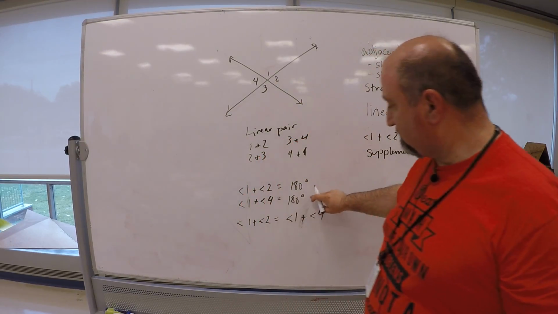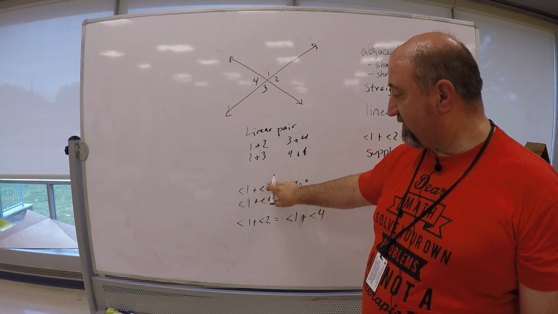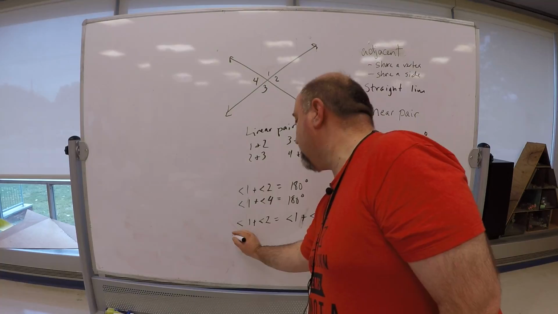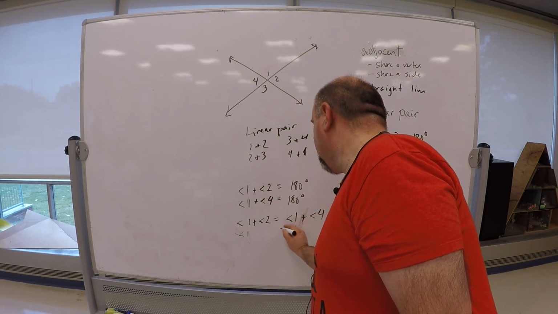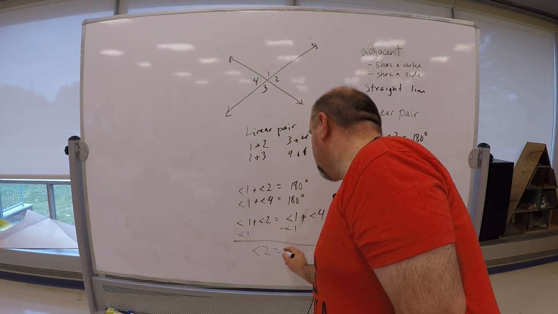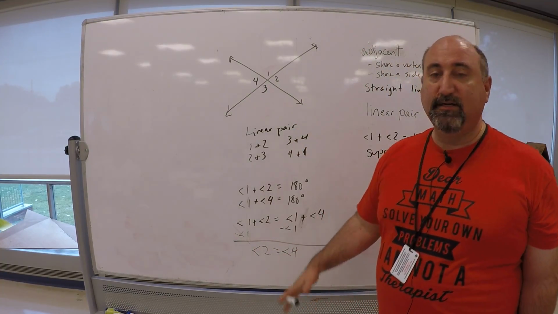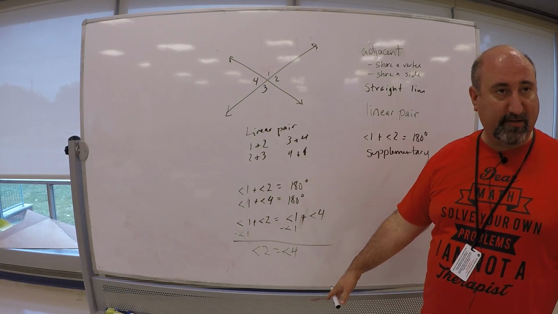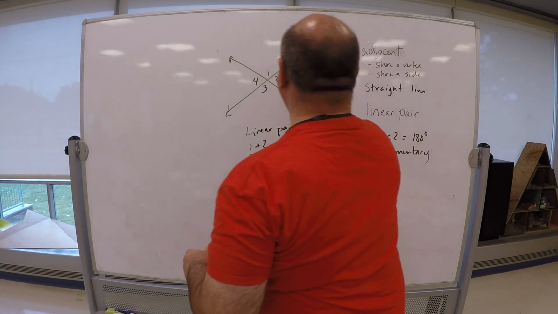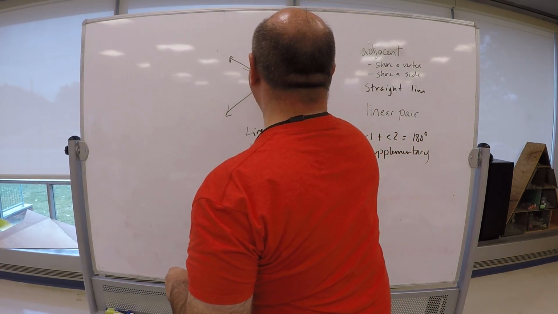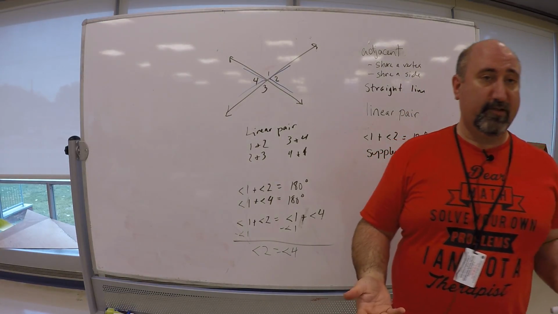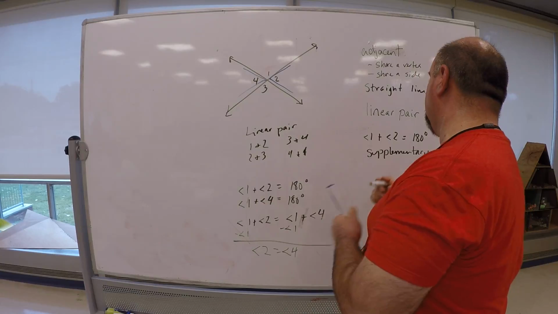So in other words, because these are both equal to 180, we can set that equal to that. Well, if you have angle 1 on both sides, we're going to subtract angle 1, and it just falls away to 0. And you see that angle 2 is equal to angle 4. So algebraically now, we've just proven that angle 2 is equal to angle 4. And so we create a vocabulary term for that, and we call those vertical angles.